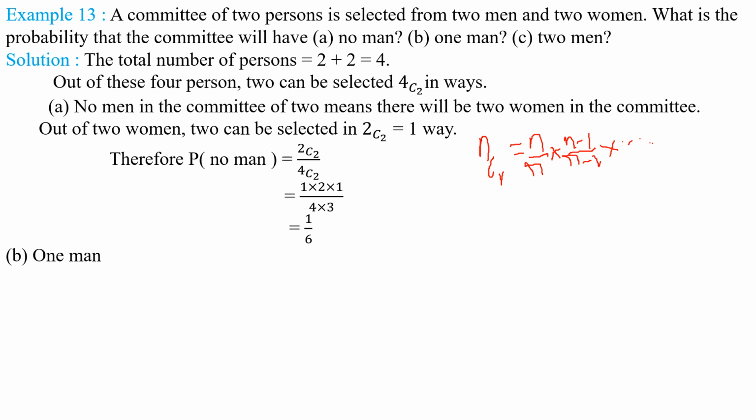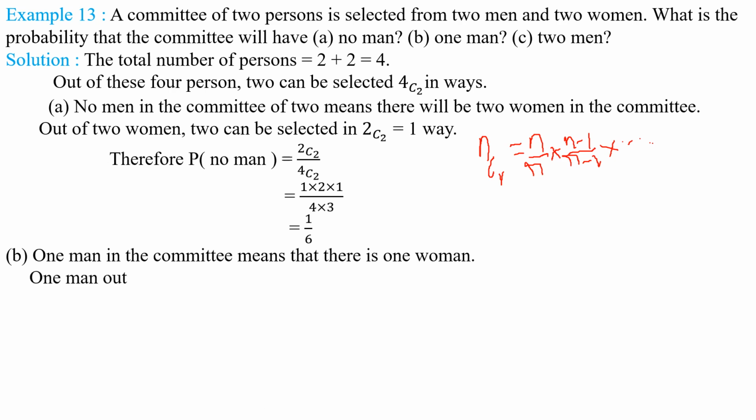Now come to the second event. What is the second event? One man should be selected. One man in the committee means there is one woman and one man. Yes or no, my children? So we have to select one man and one woman to form a committee of 2 persons.